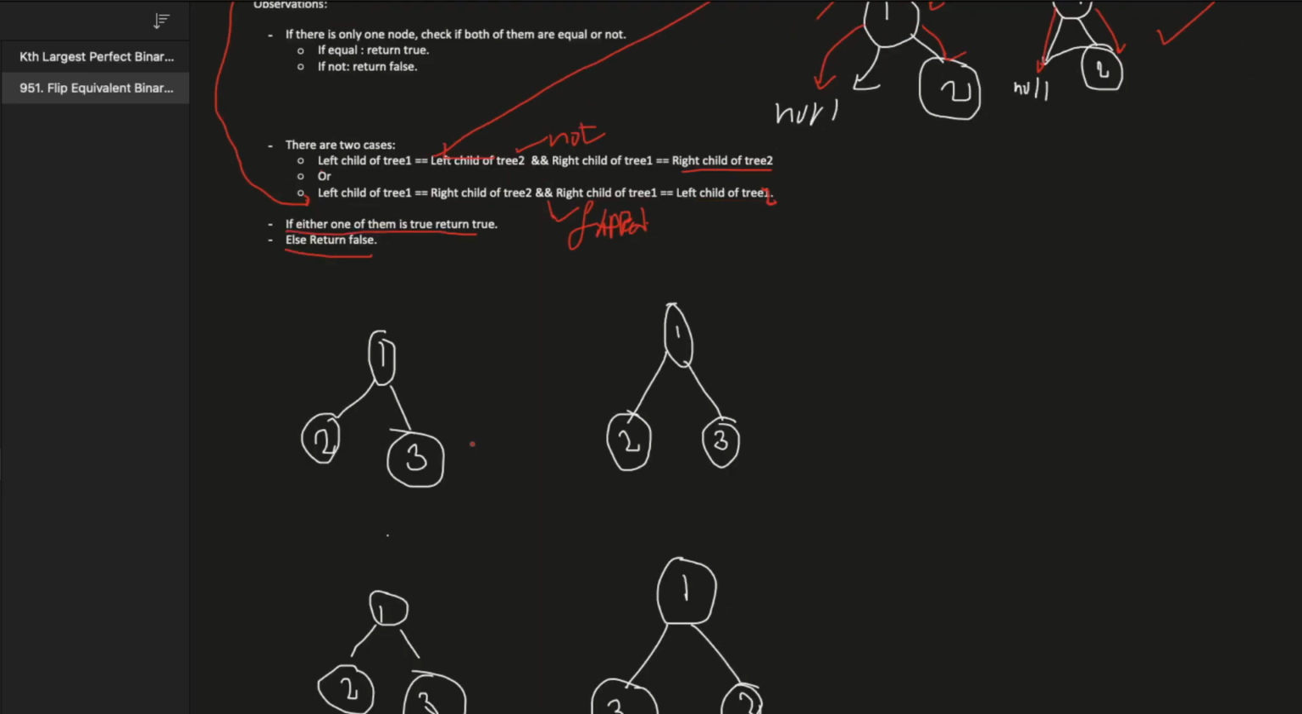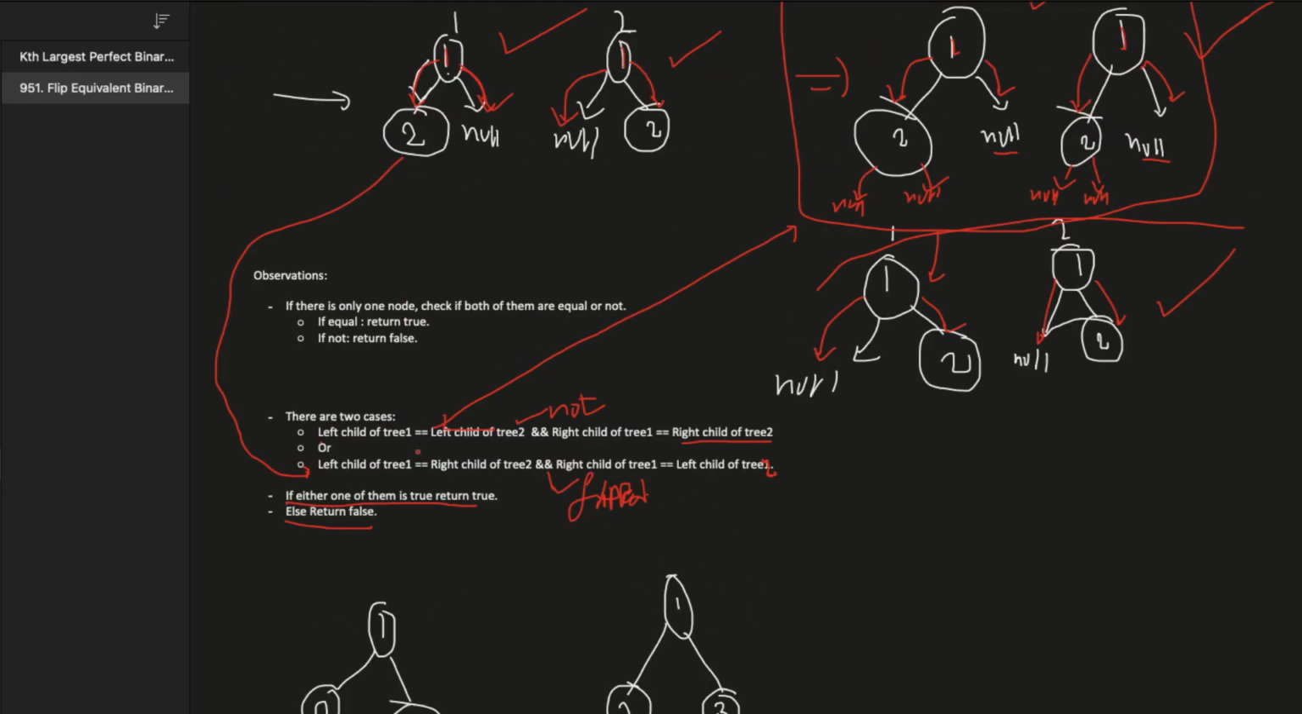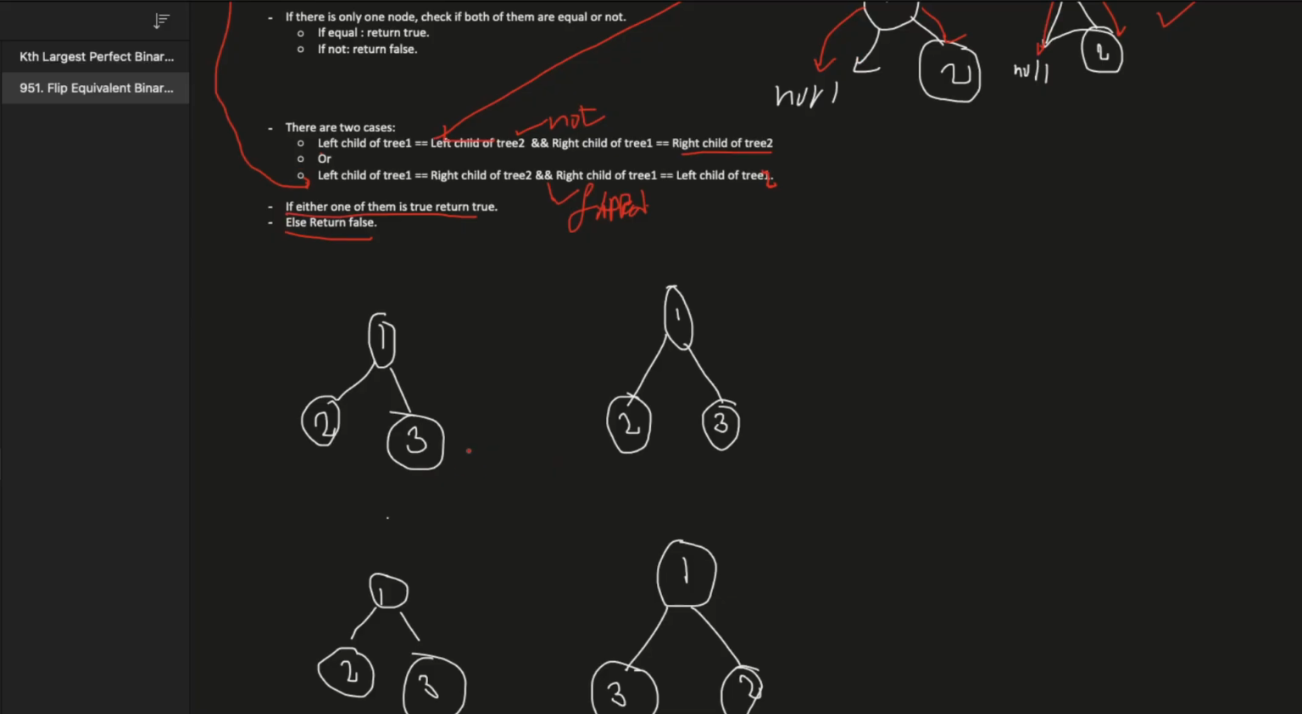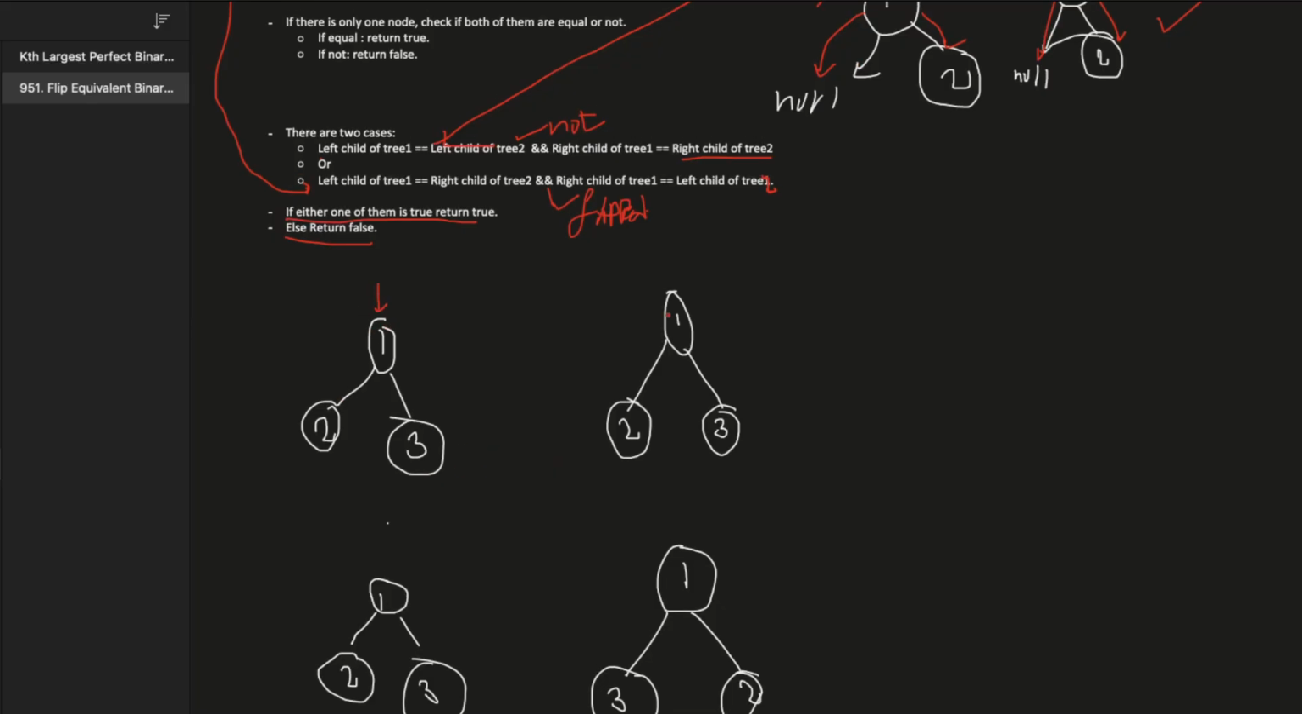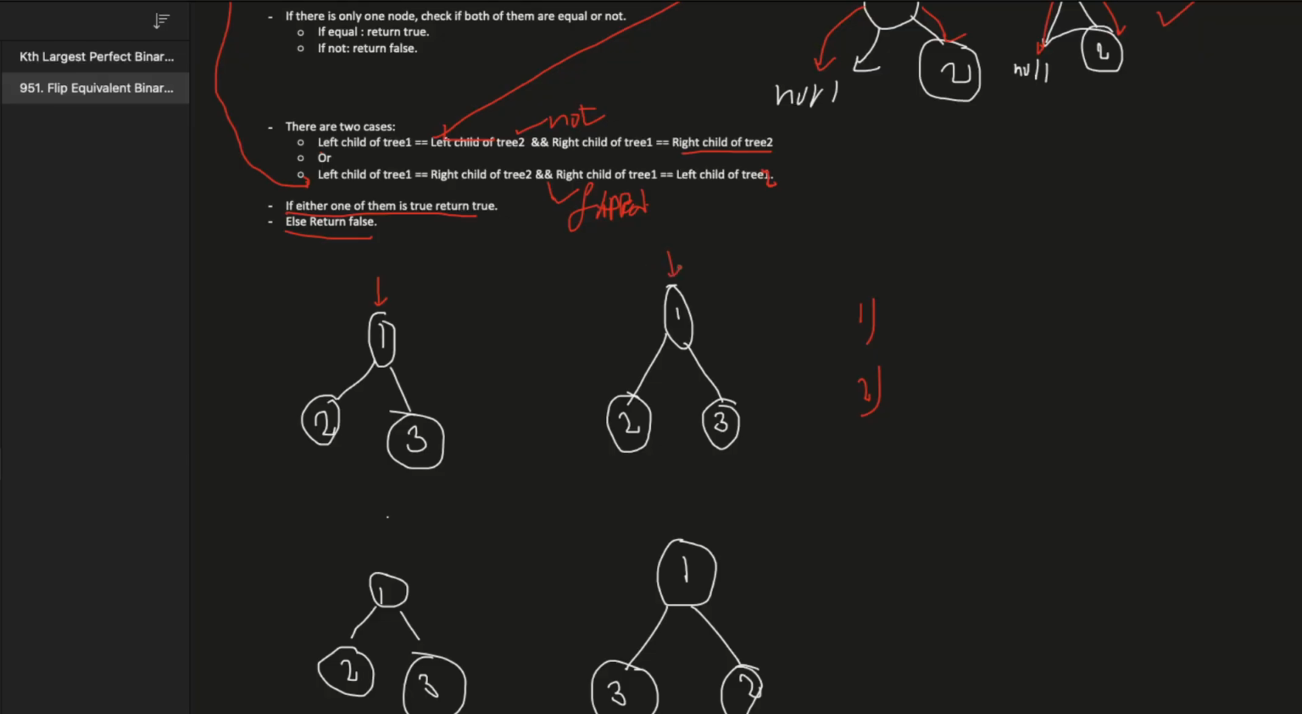So let's look at the same example. I mean, with this algorithm, let's look at some more examples. Suppose I'm here. We have two cases, right? The first one checks whether they are not flipped and equal. And the second case is that it thinks that they are flipped and checks whether they are equal or not. So initially I'll be here, right? I'll check whether the root of tree 1 is equal to the root of tree 2 or not.